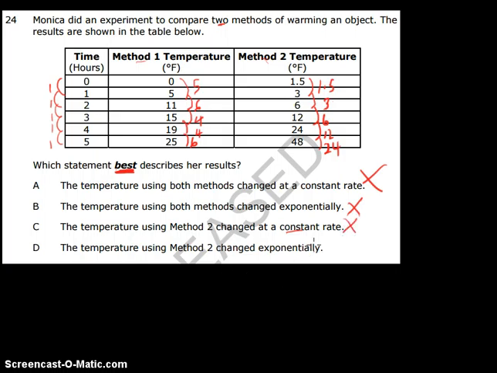I think automatically this leaves us with D, but let's check D. It says the temperature using method 2 changed exponentially. And this is true, because exponential means finding a constant term that can be multiplied, by 2, by 2, by 2, by 2. So in this case, the one that describes it best would be the exponential function, choice D. And it's also important to notice the change in time is 1, because it was changing by 1 unit, by 1 hour. Okay, and this completes this problem.